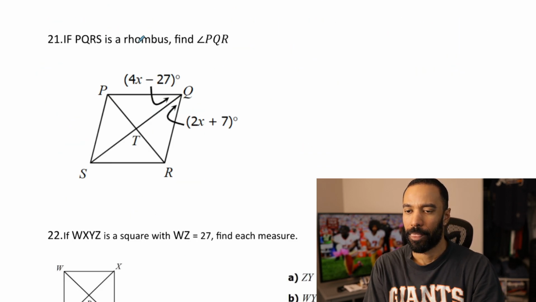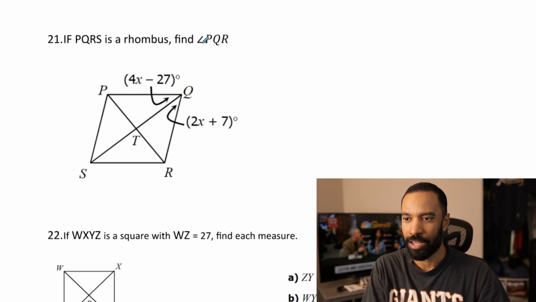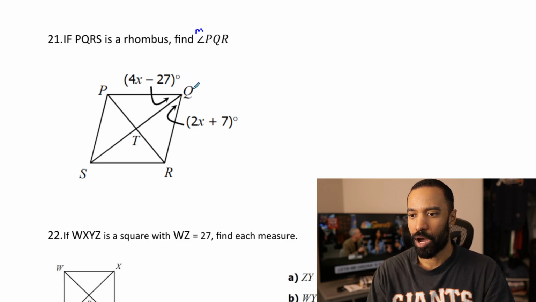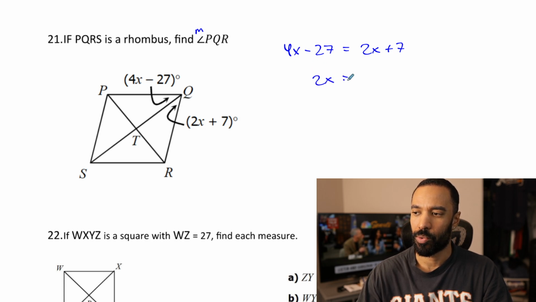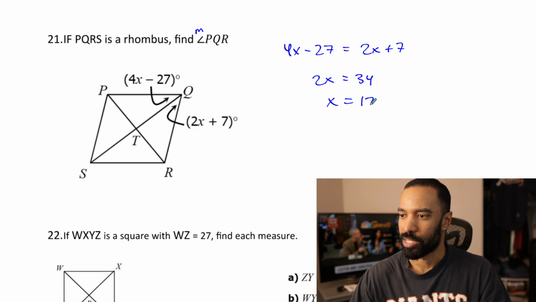Next page. Number 21, if PQRS is a rhombus, find angle PQR. Really measure of angle PQR, right? So PQR, the entire thing, a diagonal bisects its angle, so these two should be set equal to each other. We get 4x minus 27 equals 2x plus 7. Subtract 2x from both sides, add 27 to both sides, and divide both sides by 2. You get not 32, you get 17.